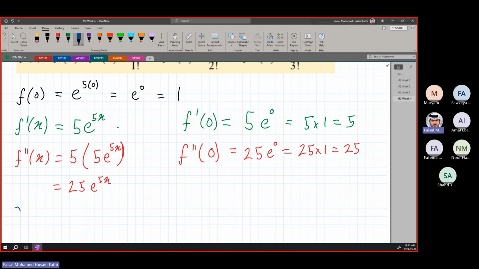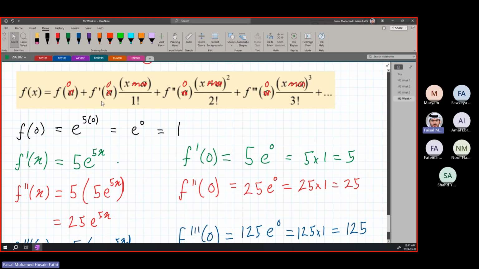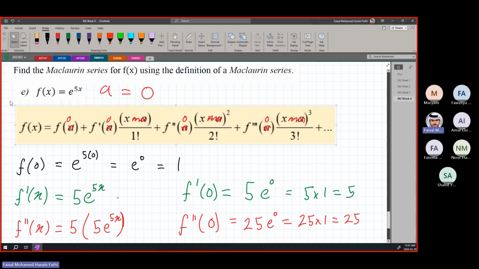I will do one more. So f triple prime of x is equal to 5 times 25 e to the power of 5x. Okay. So this is equal to 125 e to the power of 5x. F triple prime of 0 is simply 125 e to the power of 0, which is 125 times 1, which is 125. We substitute all of this now back into the same equation.